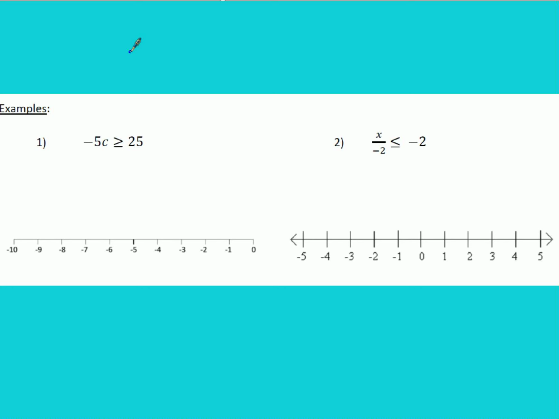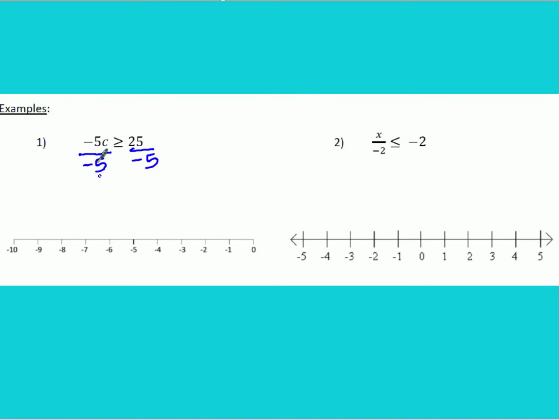So in this first example, we have negative 5c is greater than or equal to 25. So it looks like a normal inequality. You need to just solve it. Right now we're multiplying c by negative 5. So to undo that, we would have to divide by negative 5. I'm going to do that on both sides.